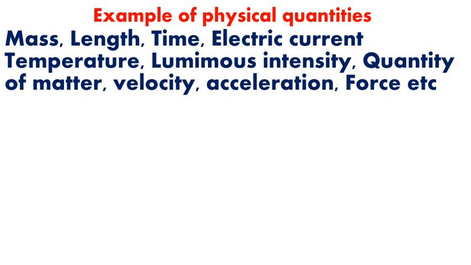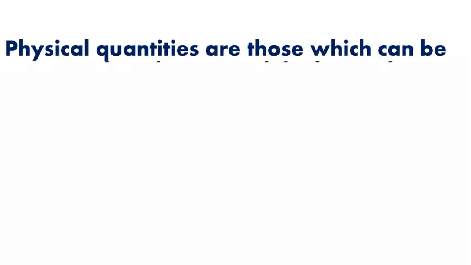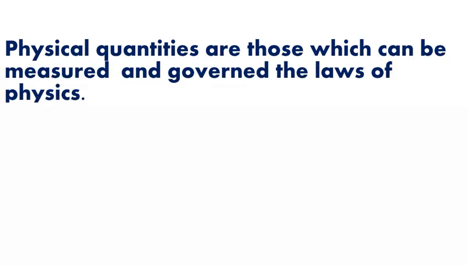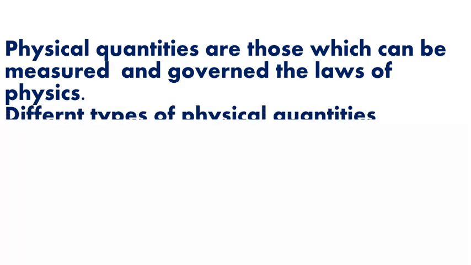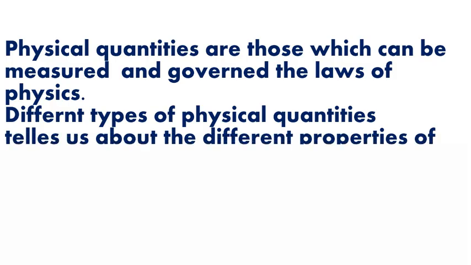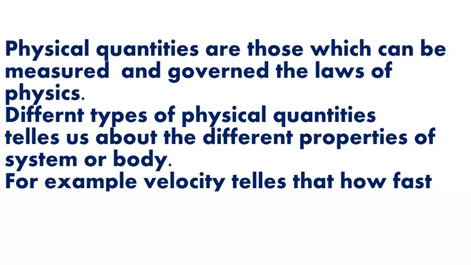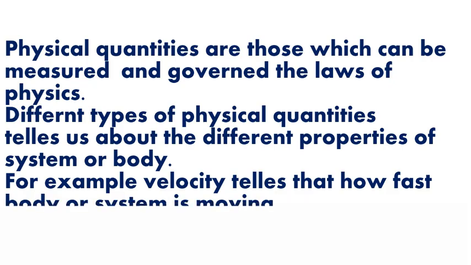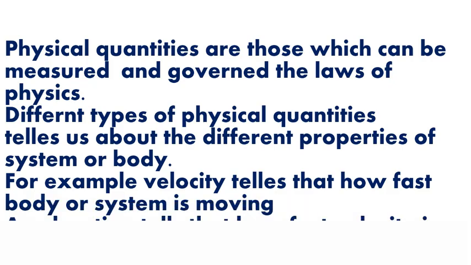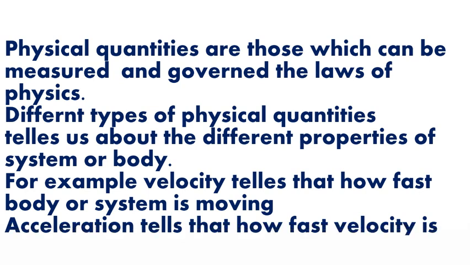First we understand about the physical quantity. Physical quantities are those which can be measured and governed by the laws of physics. Different types of physical quantities tell us the different properties of a system or body. For example, velocity tells us how fast the system or body is moving. Acceleration tells us how fast the velocity of a body or system is changing.